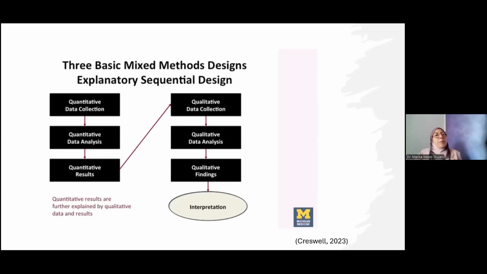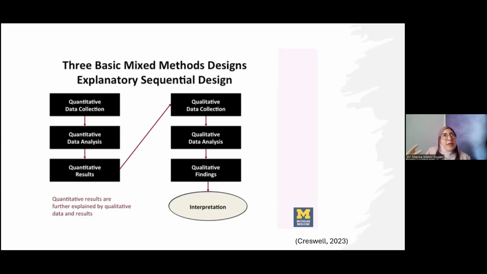The second example is what we call explanatory sequential design. So here the key term is sequential, so one after the other. Here it is explanatory, and we begin with quantitative data collection, let's say a questionnaire. We have our data analysis, and we write up the results.